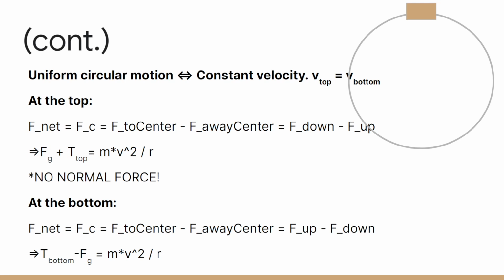So F of g plus T of top minus 0, so we can cancel that out effectively, is going to equal mv squared over r. And something important to note is there's no normal force in this case. Why? Well, simply because the object is not on a rail, like a roller coaster. It's just in that imaginary circle, that path that it travels in.